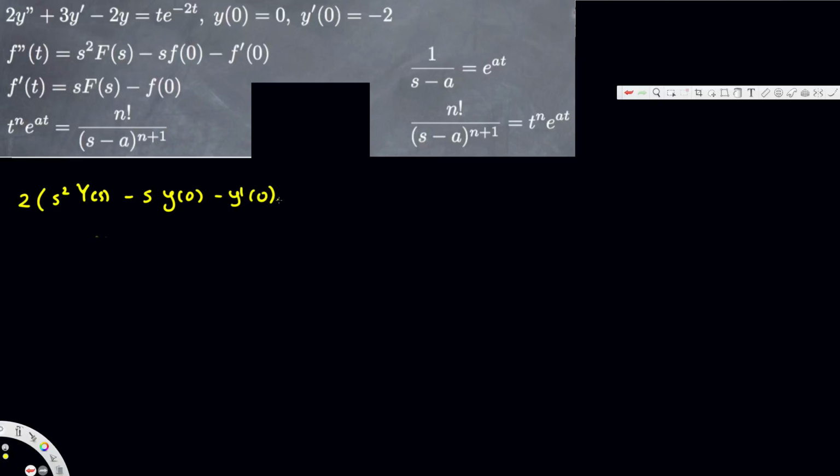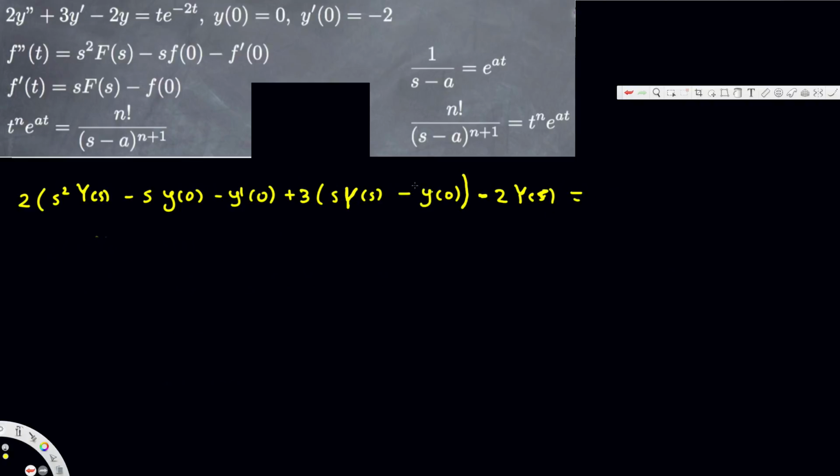y prime of 0, and then we have 3y prime. When we have y prime we replace that one with this second one, so that's going to be s F of s, and in our case that's going to be capital Y of s, and then minus small y of 0, and after that we have this minus 2y. So when we have 2y alone, that's going to be just capital Y of s, that's it. And this 3 multiplies this one alone, right? These two things alone, because 3y prime is for y prime, and this one alone.